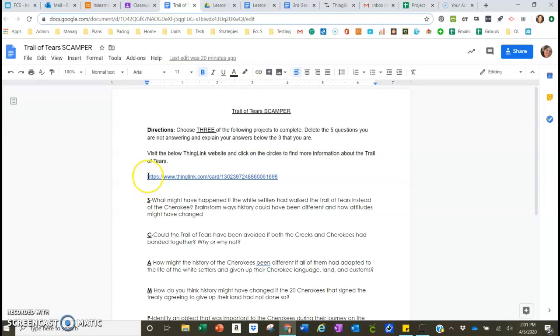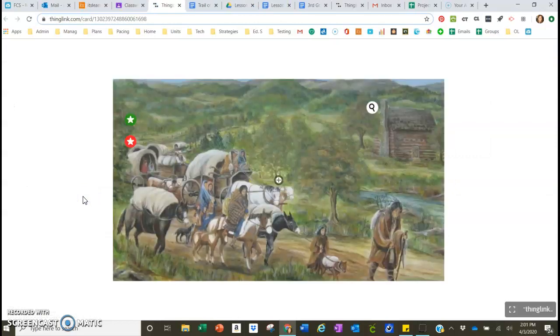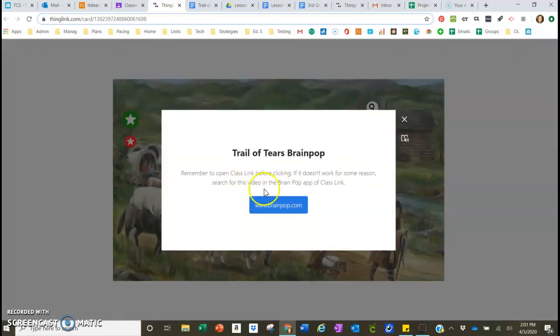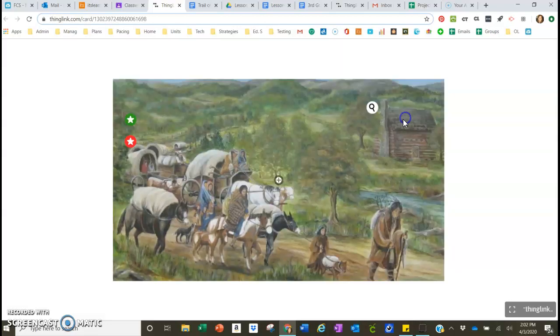There's a lot of background information for this Scamper using the ThingLink website, and you can click on it right here, but you can also go directly to the link right here. So if you guys haven't used a ThingLink before, it's really cool. It's just like a visual way. Like all of these are different links. So like this one's a link to a BrainPop. Remember, you have to have ClassLink open before you do that. This one's a link to an article about the Cherokee Native Americans, which you'll notice some of the project choices are specifically related to the Cherokees.